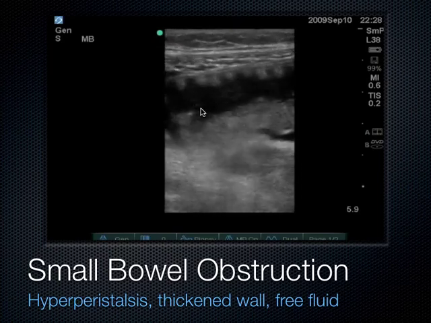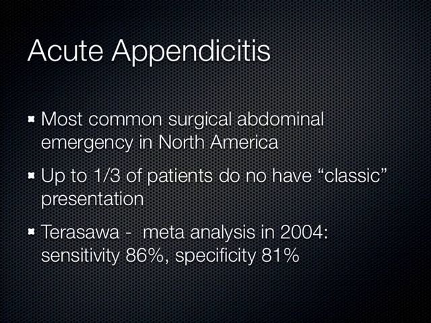We're going to switch gears now and talk about appendicitis. This issue of appendicitis comes up every single day in my emergency department because, number one, it's the most common surgical abdominal emergency in North America. About 7% of the population ultimately gets appendicitis.